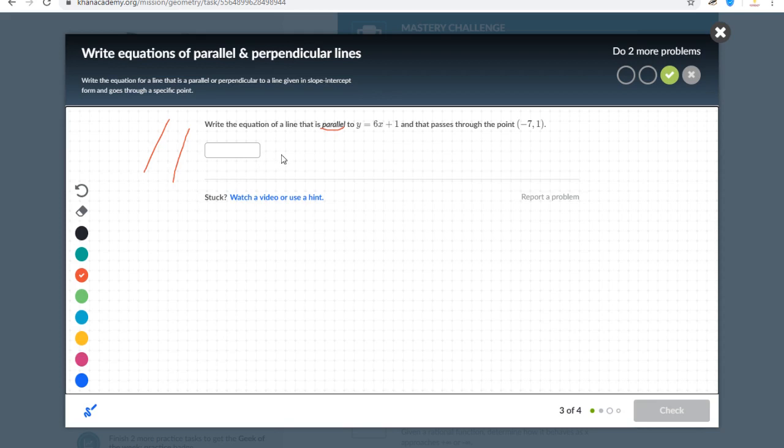This means that this equation that we find needs to have the same slope here. So, we can write this right away. 6x plus b. B is the y-intercept that we had to try to find for this new equation. So, an easy way to do this is plug in what we know. We know 1 is y and negative 7 is x. So 1 equals 6 times negative 7 plus b.